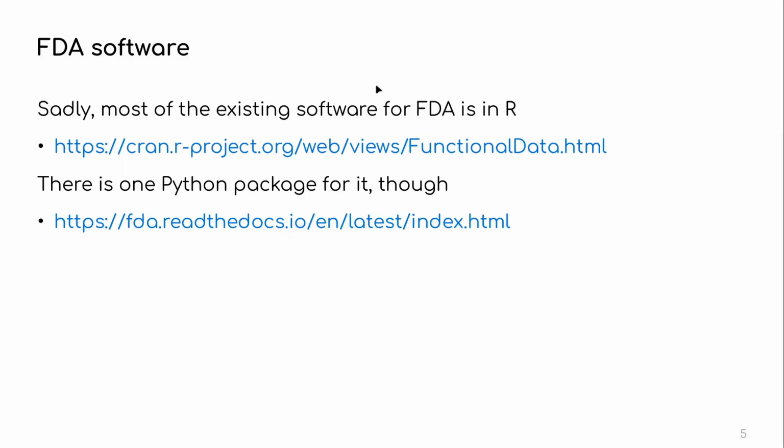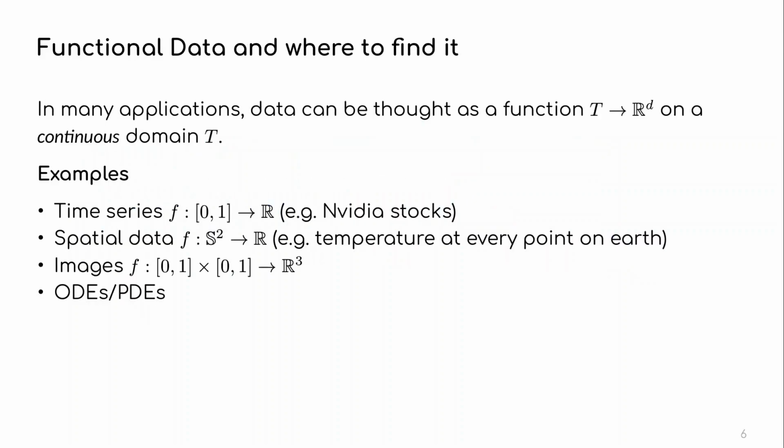I have a brief note on software. Quite sadly, most of the people working on functional data analysis are actual statisticians, which means that most of the software they write for doing functional data analysis is in R. I was able, however, to find one Python package for functional data analysis that had quite a lot of features. Probably not nearly as much as the R ones, but I figured probably better for this crowd to use Python instead of R. So if you want to play with it, check these links out.